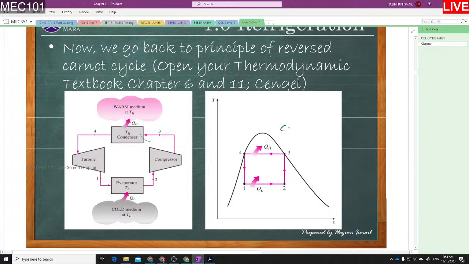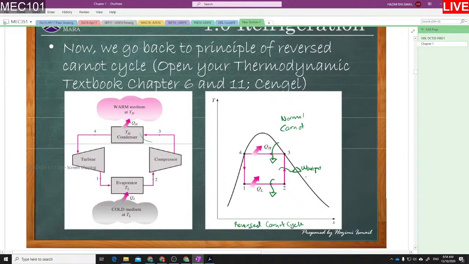Okay, Carnot normal. I put normal Carnot cycle. Okay, this figure shows the reverse Carnot cycle. Okay, the normal Carnot cycle, heat comes from the high temperature and releases to the surrounding. So we will have the work output.